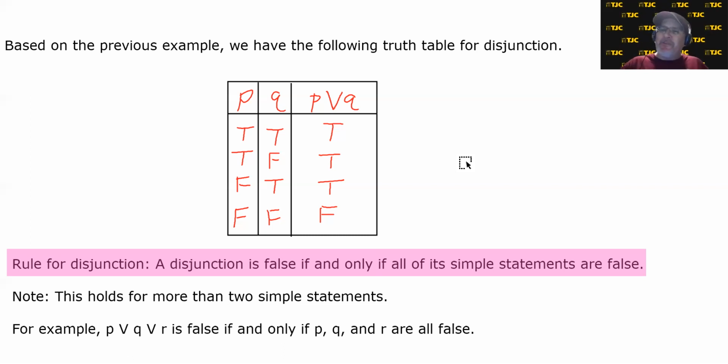It's almost the complete opposite for conjunction. Remember that the rule for conjunction from the previous video is it's true only if all of it is true. For a disjunction, it's false only if all of it is false. So memorize the table if you want to, but know that rule. A disjunction is false if and only if all of its simple statements are false.